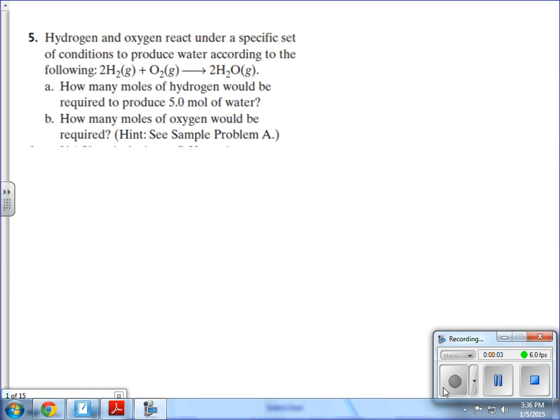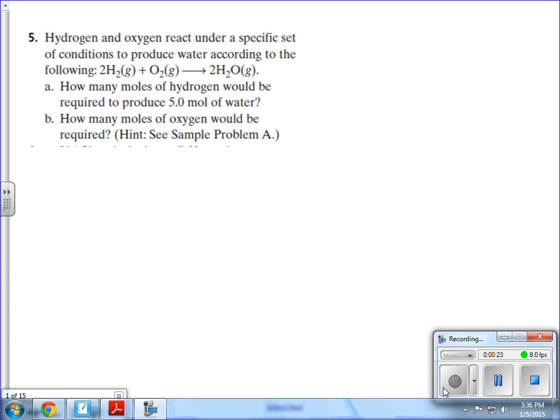I'm going to work out several sample stoichiometry problems with you. These can be found on page 320 of your textbook. It's in the chapter review, and these are from section 2. I'll also do a couple of them from chapter 11, but that will be in a separate video. So you'll need to get your book out.